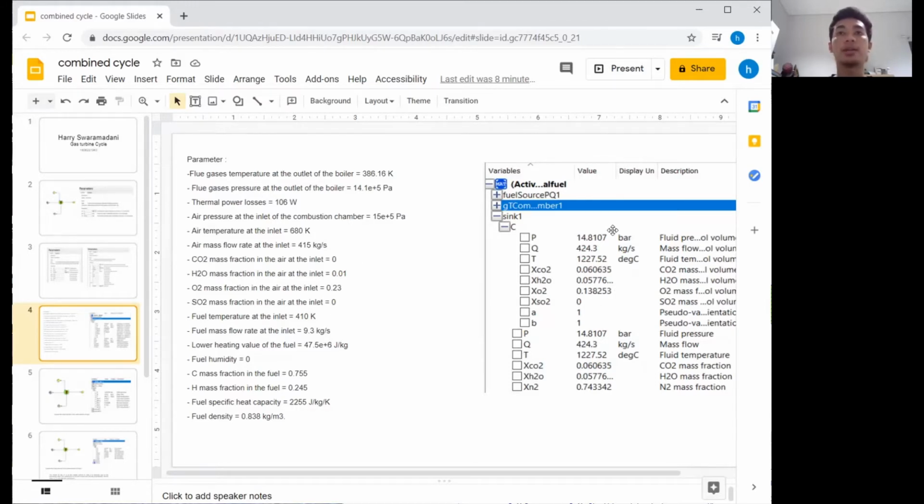So I have gained the values and the results for the sink, the output system: the fluid pressure is 14,000, the mass flow rate is 1424, and the fluid temperature is 1227 degrees Celsius. And these are the main parameters that I want to mention.